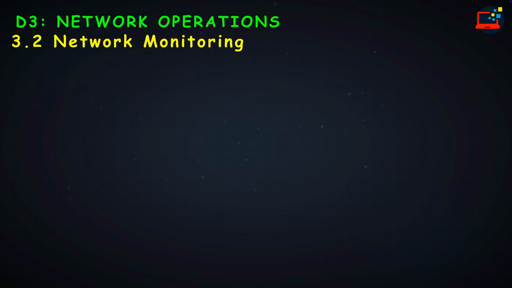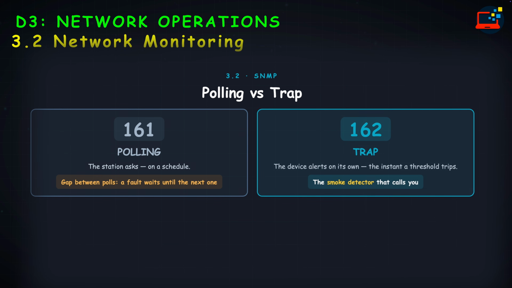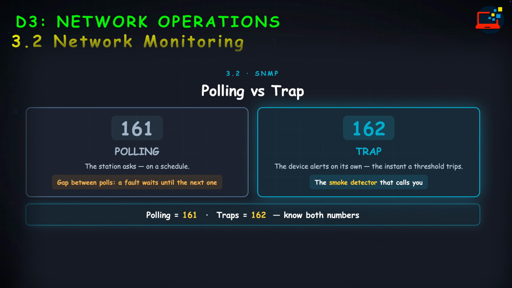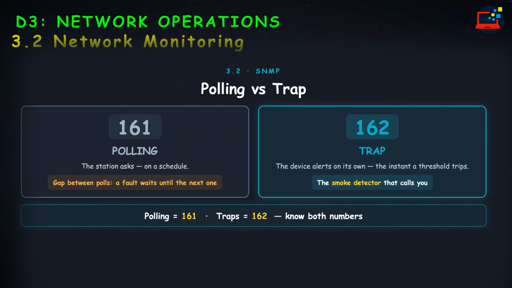There are two ways the station and the device talk. Polling is the station asking on a schedule over port 161.